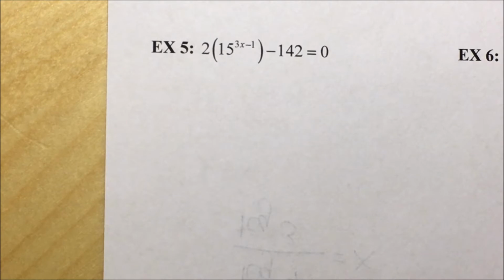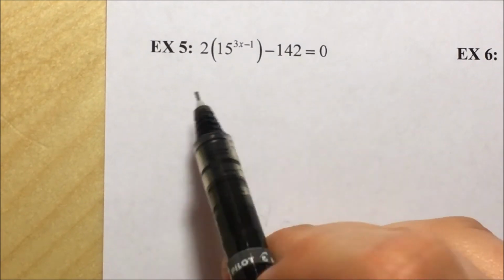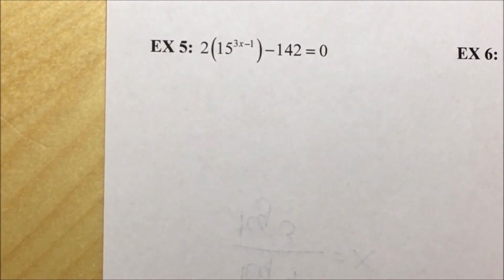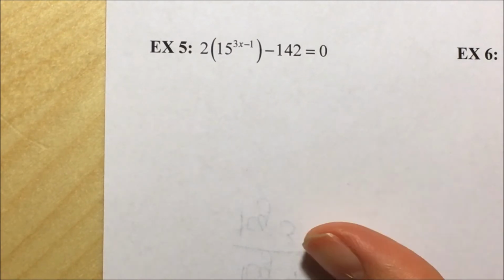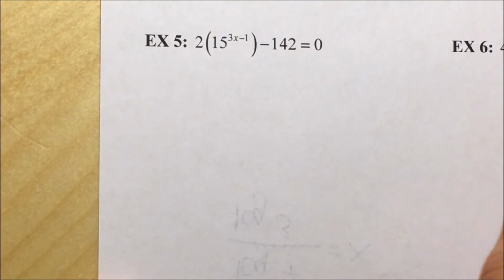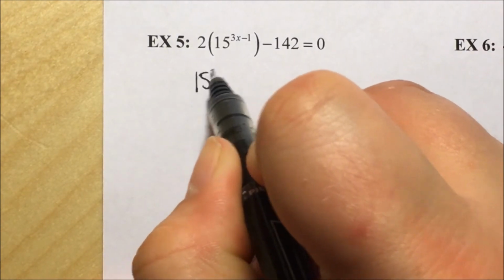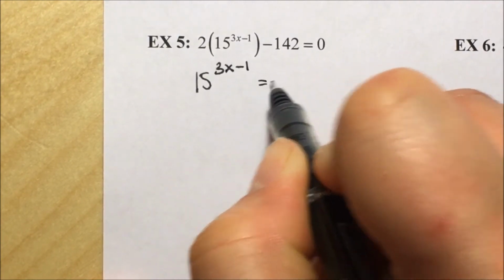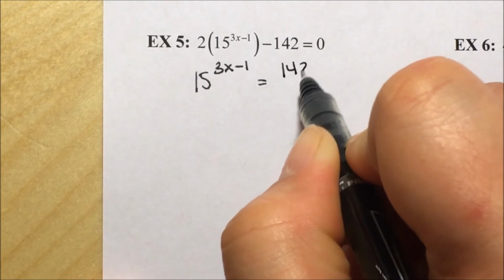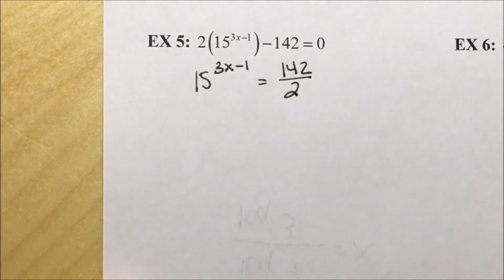It's like a combination of example 4 where we've got the binomial coefficient or exponent on one side, and also like example 2 where we had the extra coefficient out front. So I'm going to start by treating it kind of like example 2, moving everything else to the other side so all we have is a base with its exponent. Once we do that, it'll look like example 4 and we can proceed just like we did in example 4. So first moving the 142 to the other side, and then dividing away the 2 out front.